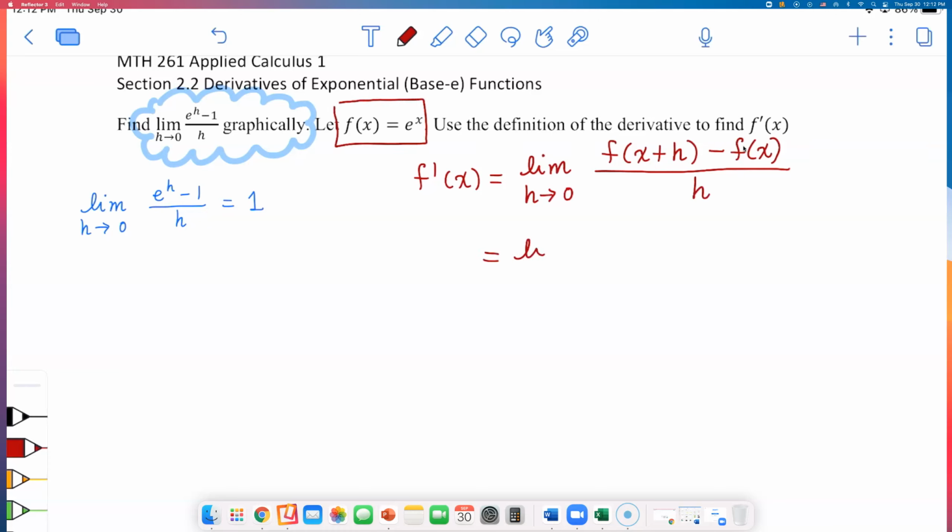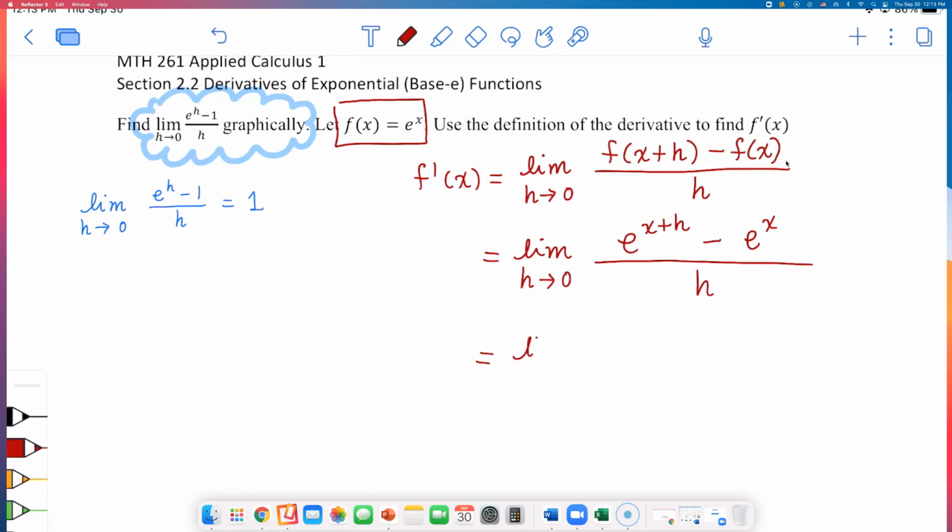So you have to keep on writing that limit as h approaches 0 until we actually plug in h equals 0. So f of x plus h. I need to plug in x plus h into this function. So what will that be? That will be e raised to the x plus h power, right? And I need to do minus f of x, minus e to the x, all over h.